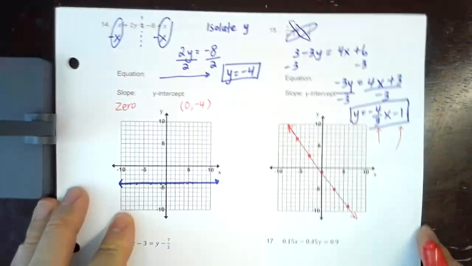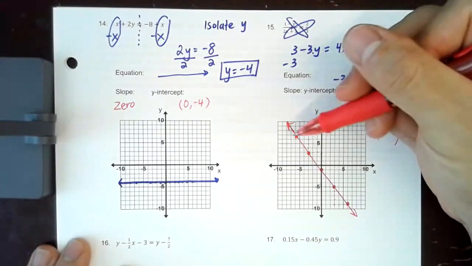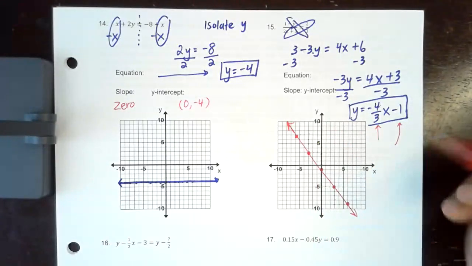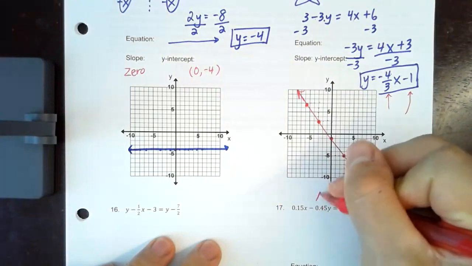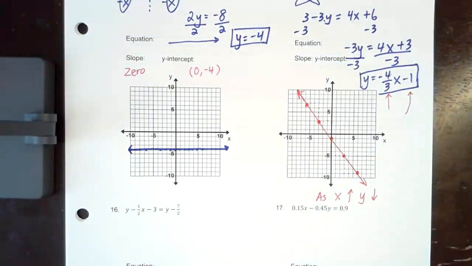Notice how my graph is negative. My line is heading down. As x increases, y is decreasing. Maybe you want to write that. It's kind of fancy, but as x is increasing, y is decreasing, which proves that this slope is negative.